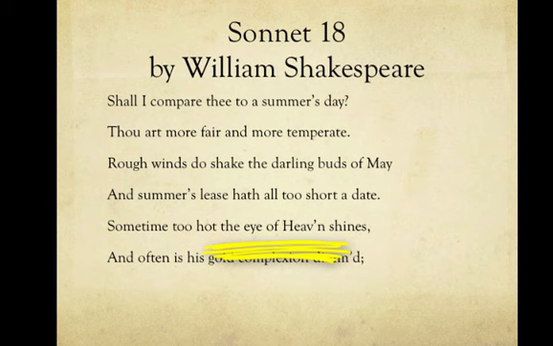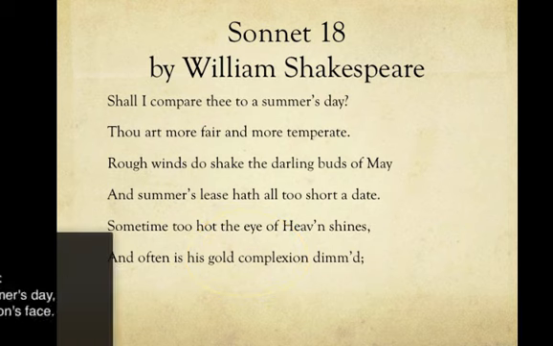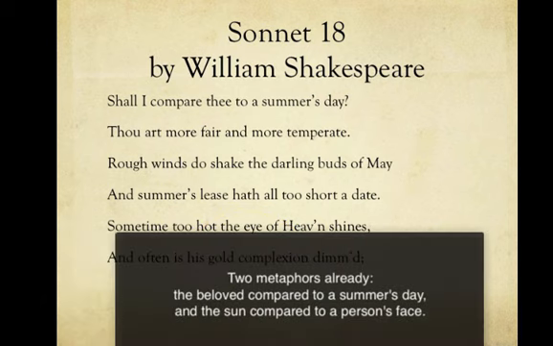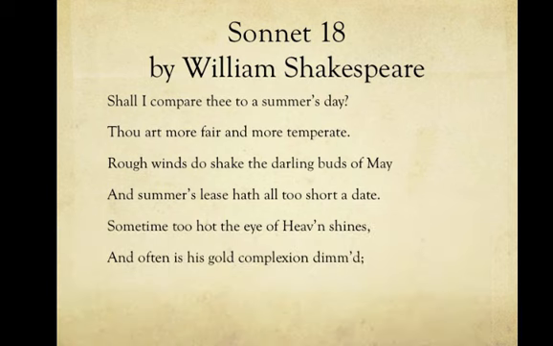That metaphor, that image, is continued in the next line. If the eye of heaven, that is the sun, is looking down at the earth, then his face must be very sunny. Line 6 says, and often is his gold complexion dimmed. That is, by clouds passing over the face of the sun. So we have here an image of the face of the sun. The sun is now personified. That is, it's made to seem like a human being. Through this metaphor, this image, the sun is now a face looking down with a gold complexion and a very hot eye.